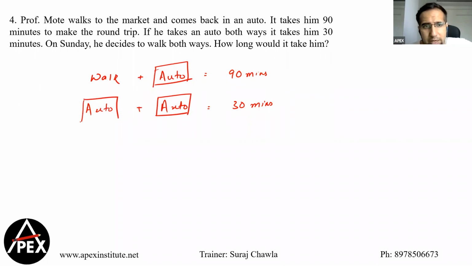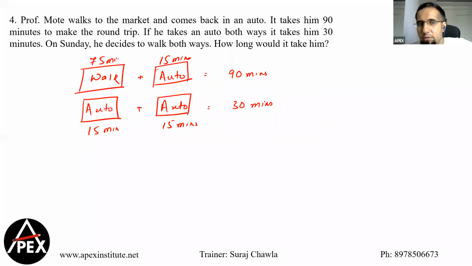Clear? And the walking time, the walking speed, also remains the same. If going by auto and coming by auto is 30 minutes, can I say, with a logical calculation, each side he is taking 15 minutes by auto. So if each side is 15 minutes by auto, can I say one side by walk, according to the first equation, should be 75 minutes. So if he's going on foot, he's taking 75 minutes to reach the market.